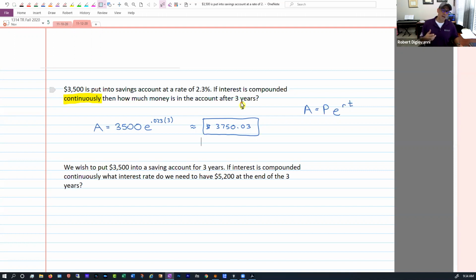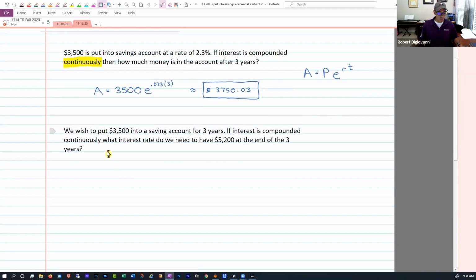But in the real world, a lot of times that's not what you want. What you want is to know something like how long you need to leave the money there or what interest rate you need. So look at the second question. We wish to put $3,500 into a savings account for 3 years. So it's the same as the problem before, but it says if the interest is compounded continuously, what interest rate do we need in order to have $5,200 at the end? So that's a different question.